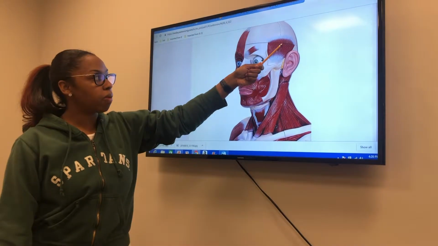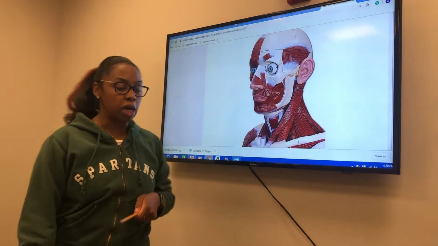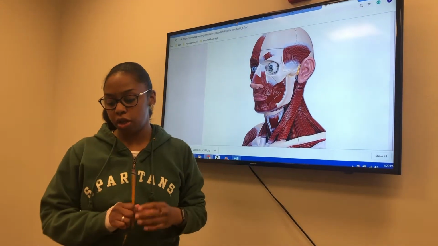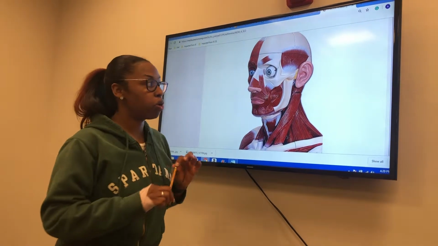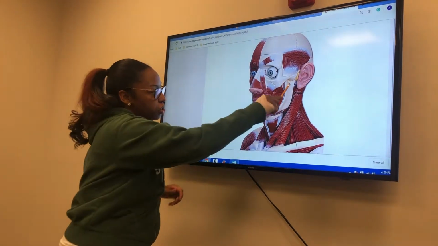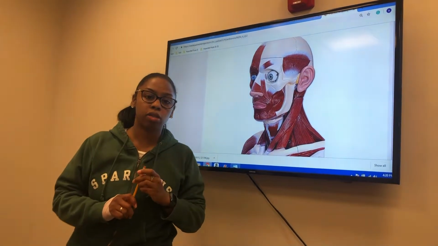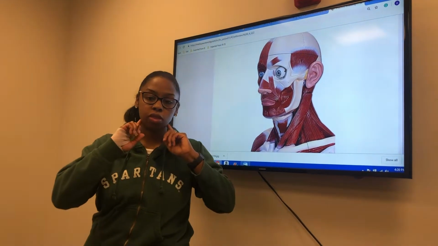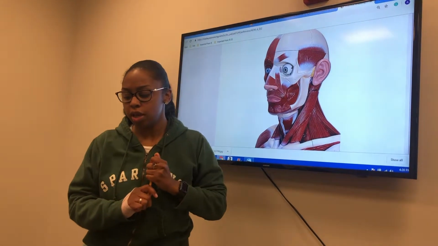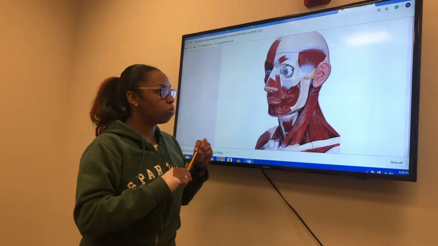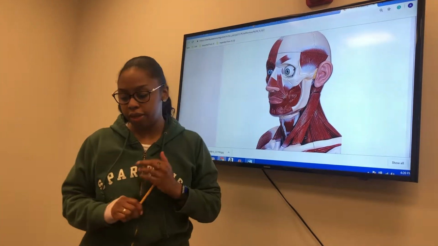This is the temporalis muscle, which has an origin of the temporal line and an insertion of the coronoid process of the mandible, which is this bone here. Its action is to retract the mandible, which will be this action. And its innervation is the mandibular branch of the trigeminal nerve in the face.